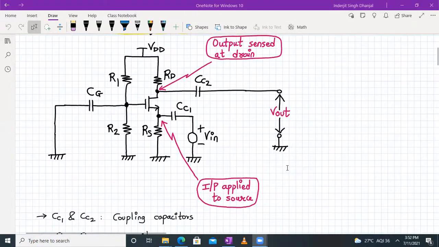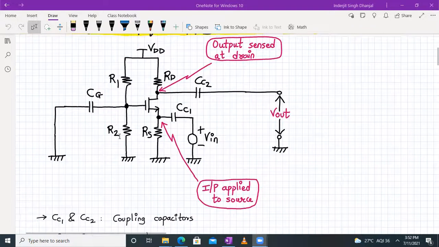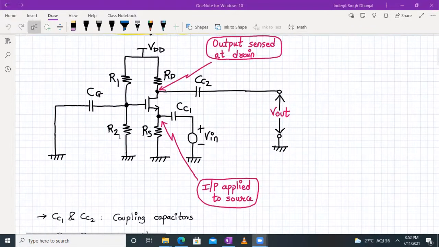In a common gate amplifier, the input is applied to the source terminal and the output is sensed at the drain terminal. The gate terminal is capacitively coupled to the ground. So we have our coupling capacitor CG, connecting the gate terminal to the AC ground, basically. Fine. So this is how the circuit of a common gate amplifier looks.